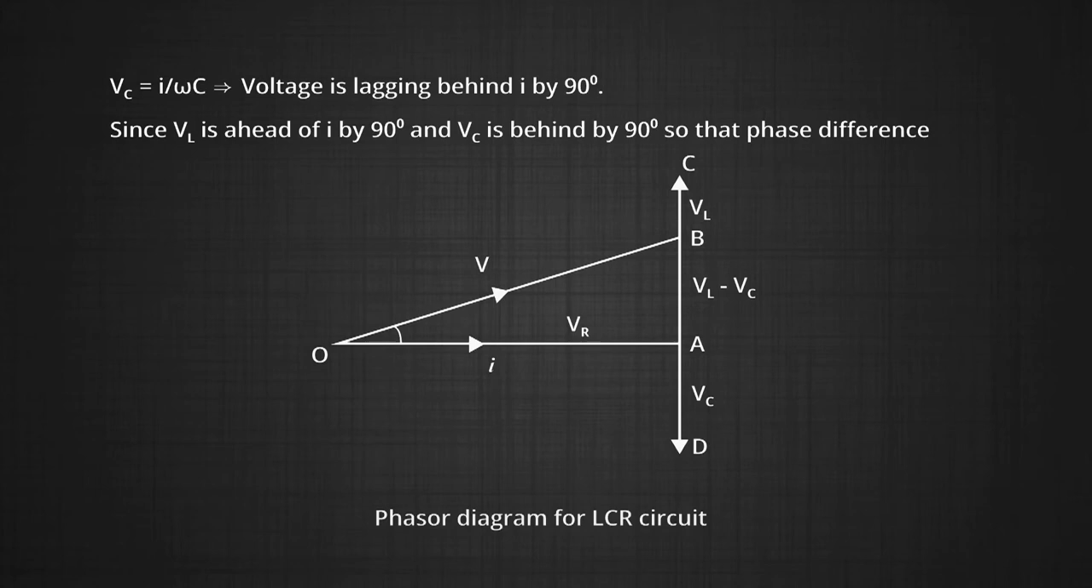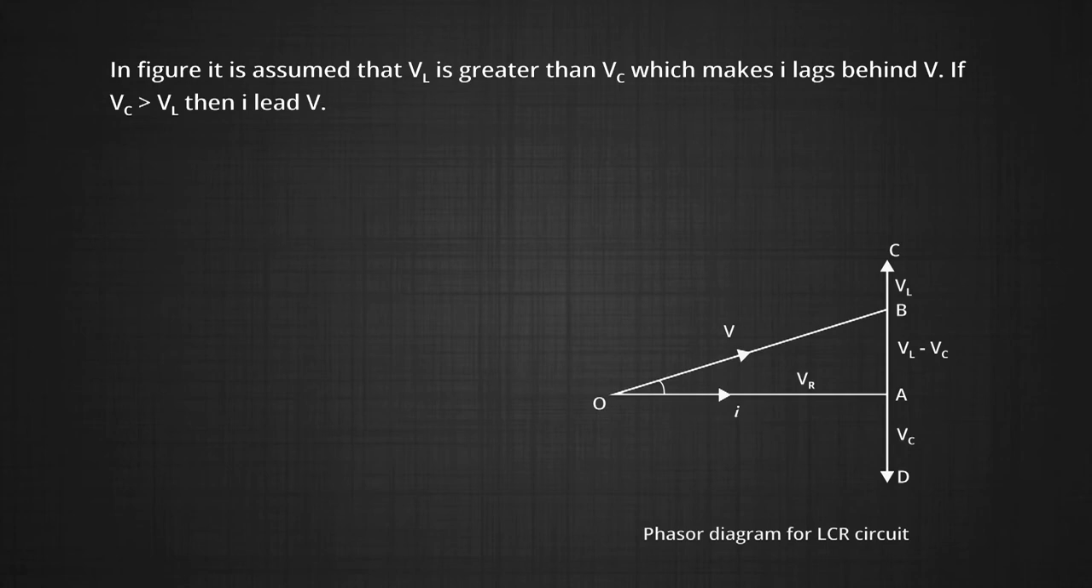Since VL is ahead of I by 90 degrees and VC is behind by 90 degrees, the phase difference between VL and VC is 180 degrees, out of phase, and they are in direct opposition to each other as the phasor diagram shows. In this figure, it is assumed that VL is greater than VC, which makes I lag behind V. If VC is greater than VL, then I leads V.